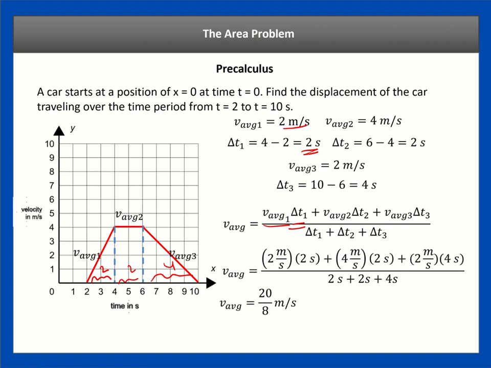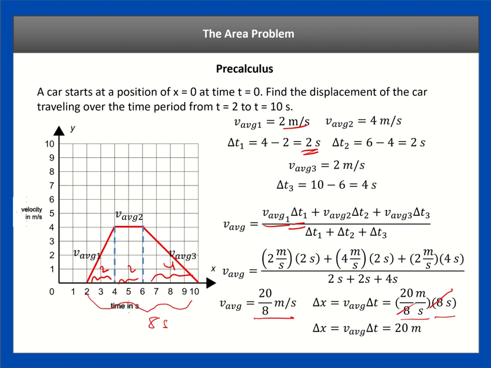All right, and of course I can reduce it, but I'm not going to reduce it because I'm going to plug this into the displacement. So the displacement is average velocity times change in time. Well, the change in time is the time period of 8 seconds for the entire curve. And the average velocity for the entire curve is 20 over 8. So we're going to multiply those together, and notice that the 8's cancel out, leaving me with 20 meters.